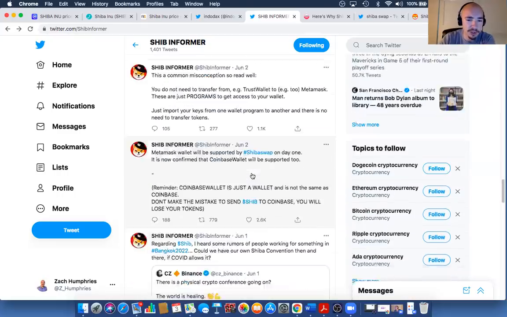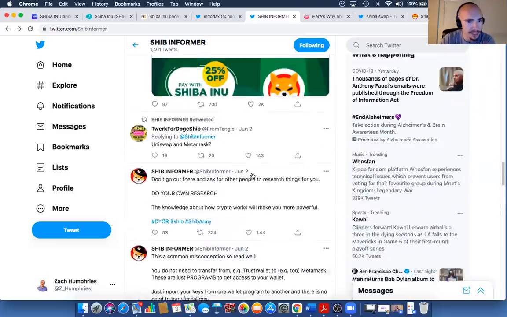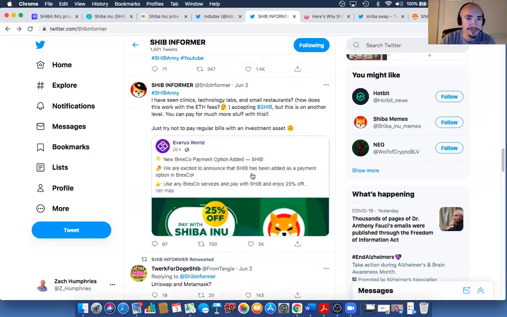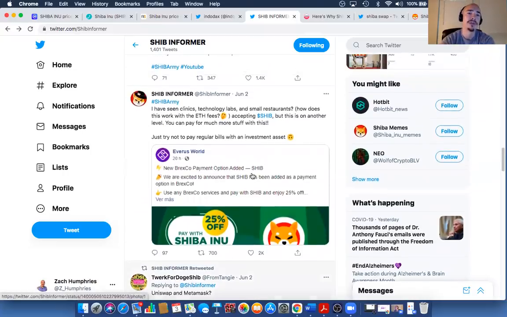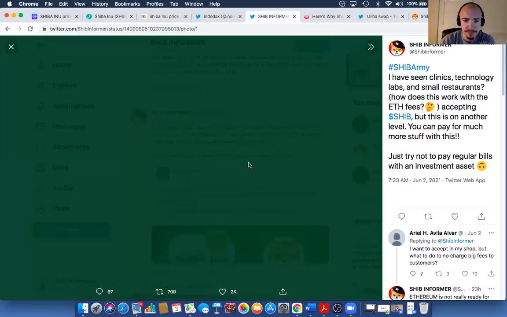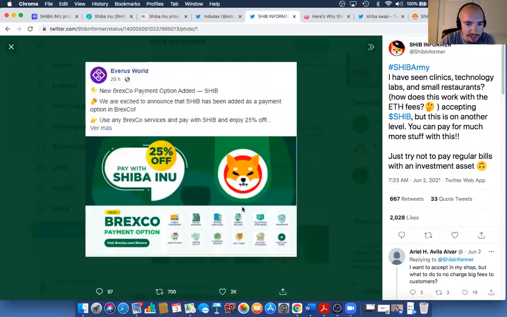So SHIB Informer also goes on to talk a little bit about Everest World. SHIB Army, I've seen clinics, technology labs, and small restaurants. How does this work with the ETH fees? Accepting SHIB, but this is on another level. You can pay for a lot more stuff here. So we pull up Everest World. You're not supposed to pay for regular bills with this, but public transportation, hotel bookings, gift cards, a lot of different assets. Pay with Shiba Inu, 25% off.